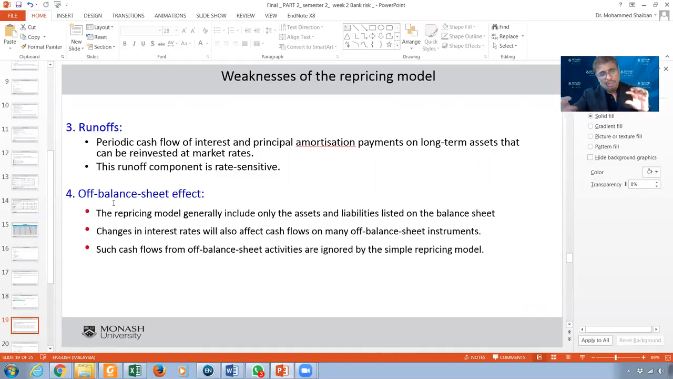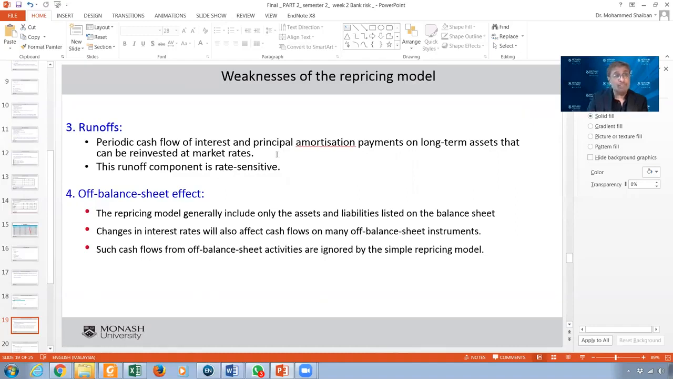I take the loan for 3 years and put it under the 3 years horizon, while actually there are payments coming during the 3 years, maybe on an annual, semi-annual, or monthly basis. So it's not considering that cash flow. That cash flow is taken and invested again, and we didn't see it. This is what we call the runoffs. It could be rate sensitive.